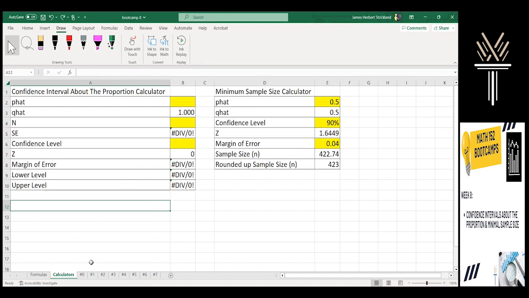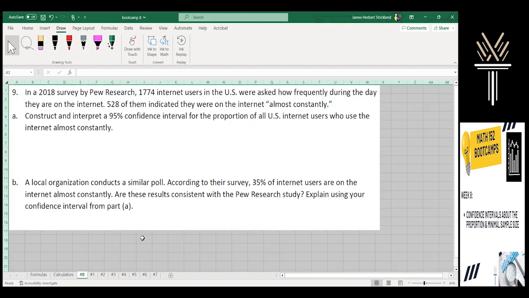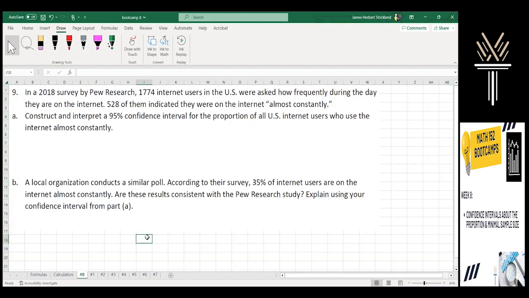Okay, so let's look at the first question and decide which calculator we want to use. Do we want to use a confidence interval for proportions calculator, or are we looking for the minimum sample size? I need to erase those yellow boxes so we can have a clean one to copy in. So we're going to look at the first question. And if you've been with me for a while, you know the first thing we should always do is start at the question and go backwards. That will tell you exactly what you need to do.